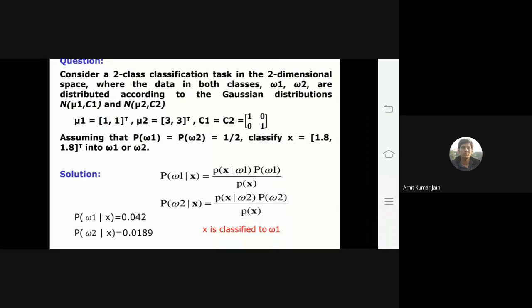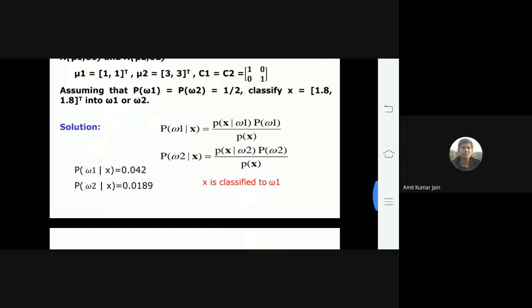What I have found is 0.042 for class 1 as the posterior probability, and for class 2 it is 0.0189. You can see that the posterior probability value is higher for class 1. That's why I have written in red text that X is classified to omega 1, I mean class 1. I hope you all have understood it clearly. It is very important to understand. If you can understand this concept, then only you can implement it easily.